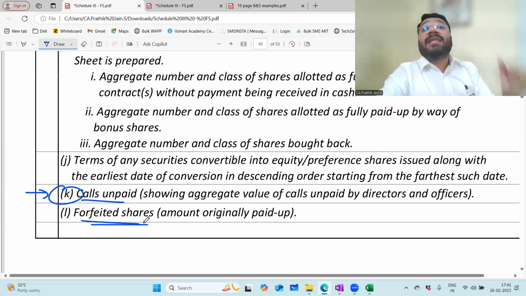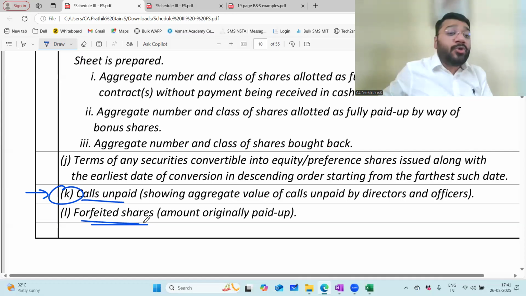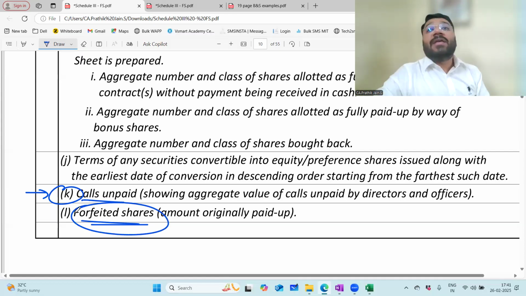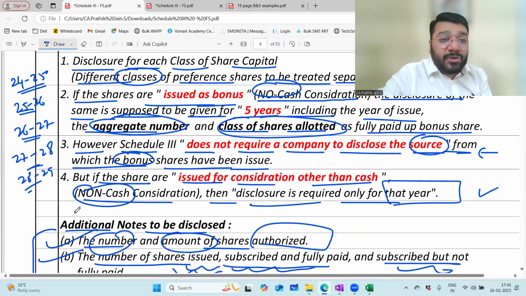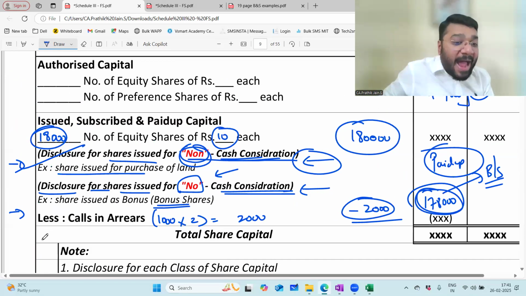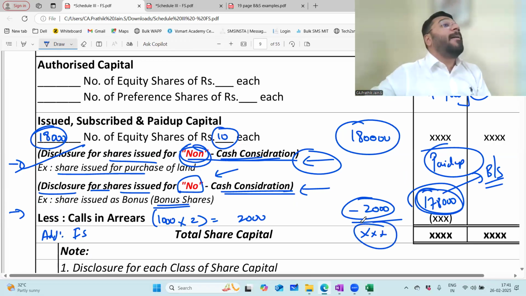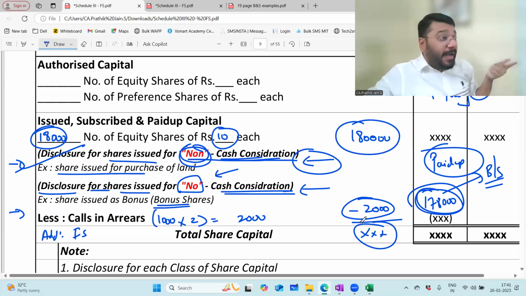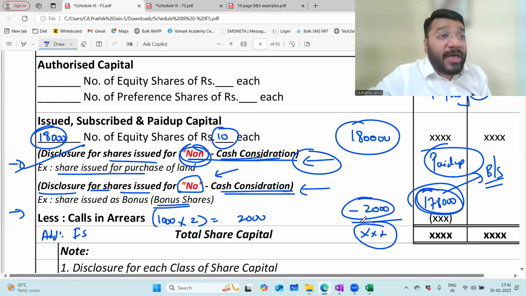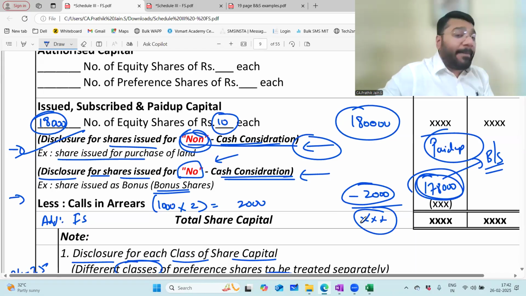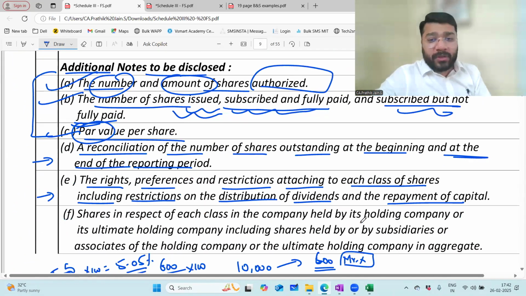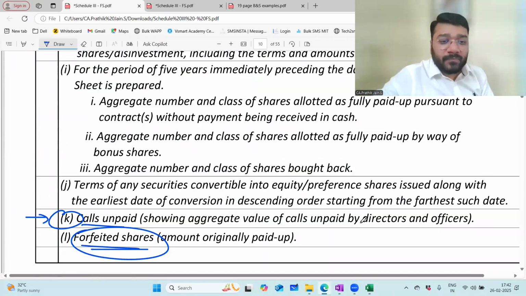Somebody asked online, the amount which is there in the forfeiture account, where will you show it? You will show it under capital only. You will add the forfeited share amount here, because that is also part of your paid up capital. Until the reissue has been done, the amount lying in the forfeited share account will be a part of your capital. Okay, not okay? Okay, sir.